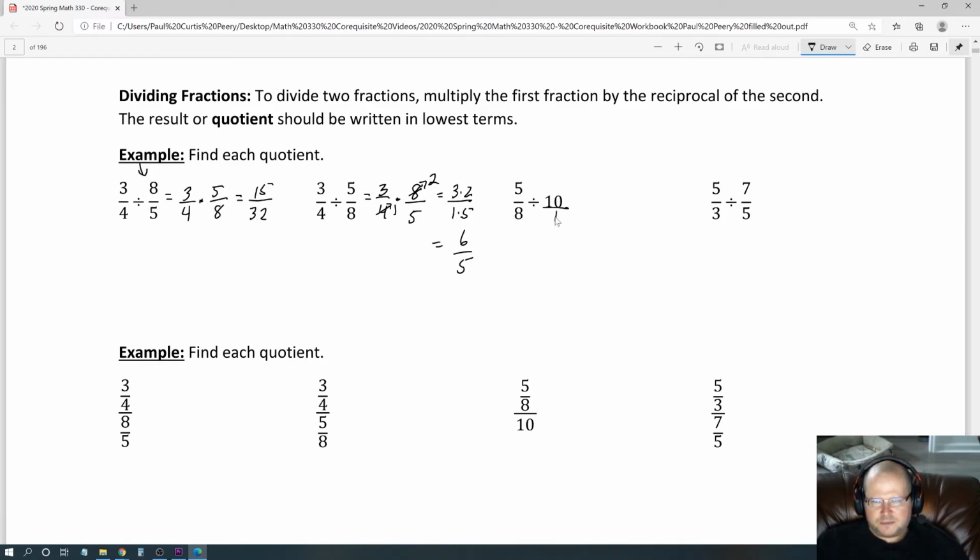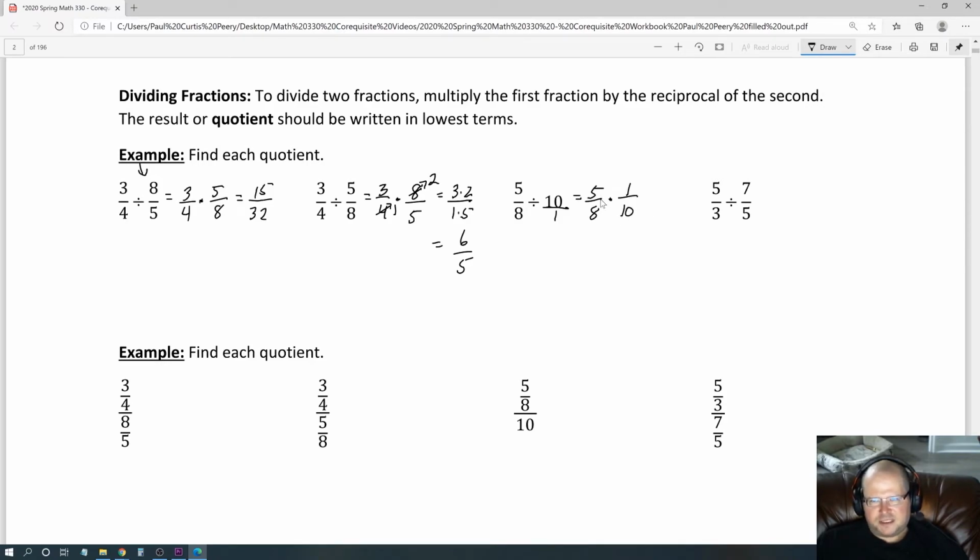Okay, so let's try the next one. So again, if you see a whole number and you're either multiplying or dividing fractions, it's understood to be over a 1. So first step on this one is we are going to keep the first fraction of 5/8. We're going to turn the division into multiplication, and we're going to multiply by 1 over 10.